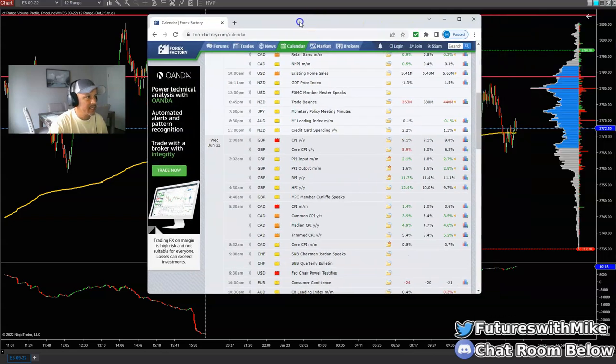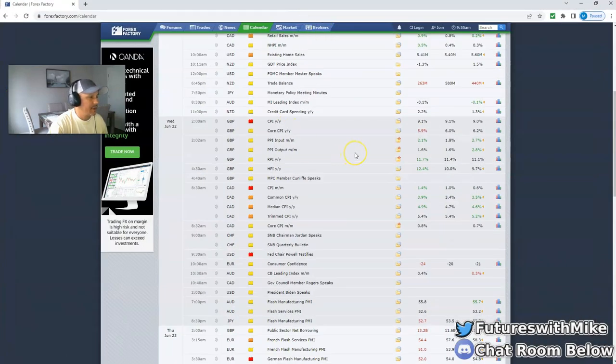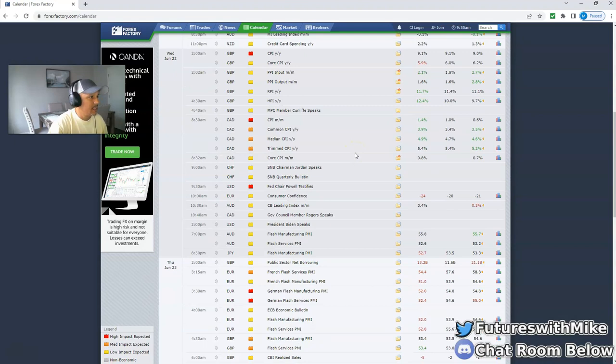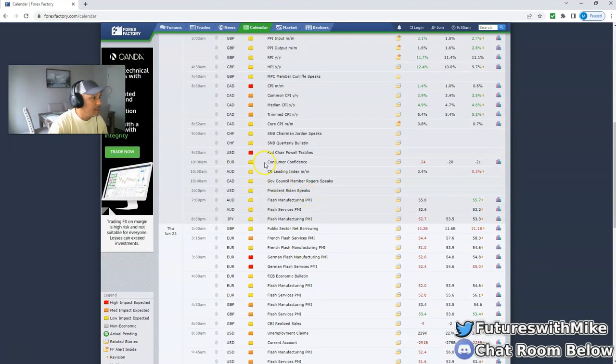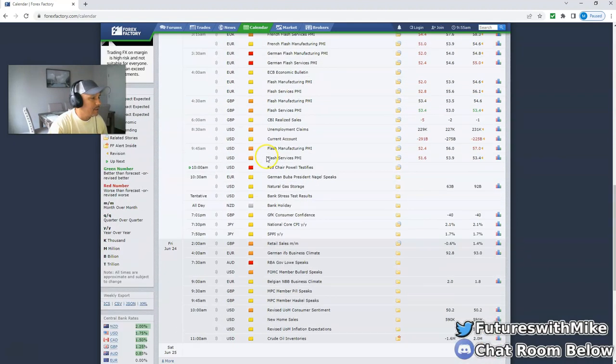When we look at the Forex Factory calendar, this is the economic news calendar that I use. Today's the 23rd, so we're down here on Thursday. At 10 o'clock, we've got Chairman Powell speaking. Again, he spoke yesterday at 9:30. So I'm going to stand down until we clear this news event. We also have flash manufacturing PMI at 9:45. Anything marked on this calendar in orange or red is going to be more impactful.